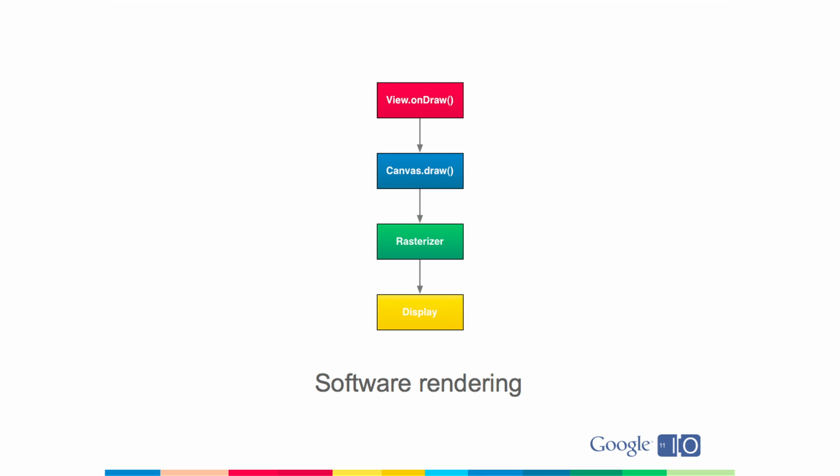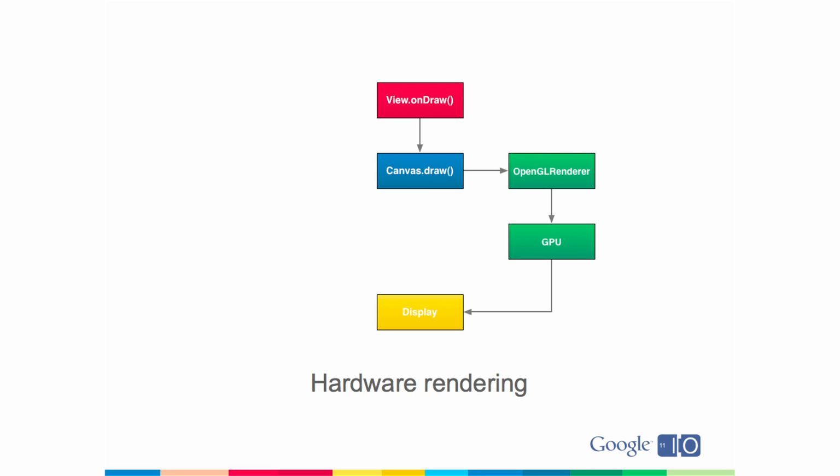In the new model, we have this alternative way of doing it instead. So we go through the same process from the view's perspective. Nothing changes there. The button's onDraw method will get called. It'll issue the rendering calls into the Canvas API. But instead of going through the software rasterization route, we go through an alternative path that turns those into GPU operations, essentially calls into OpenGL.